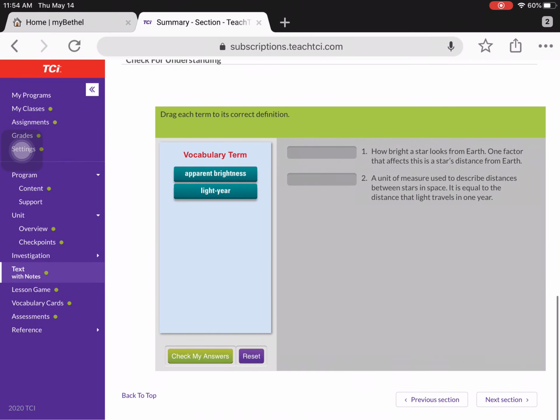And here's another vocabulary activity to check your understanding. You're going to just drag each term to the definition, the correct definition.